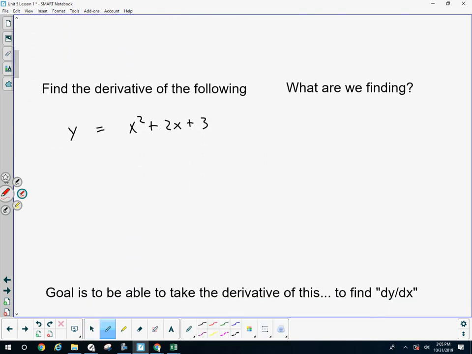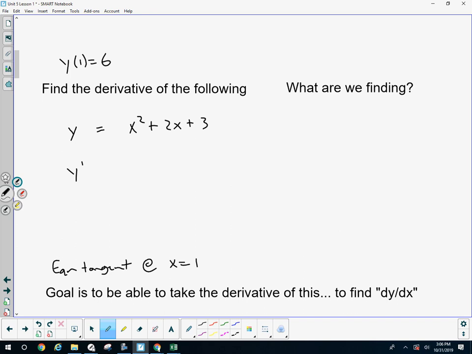Now, before we do that, let's just recall when we are finding the derivative. Take the derivative of y equals x squared plus 2x plus 3. Let's find the equation of the tangent to this at x equals 1. We already found the point: y of 1 is equal to 6. We did that earlier. You plug in an x, you get a y.